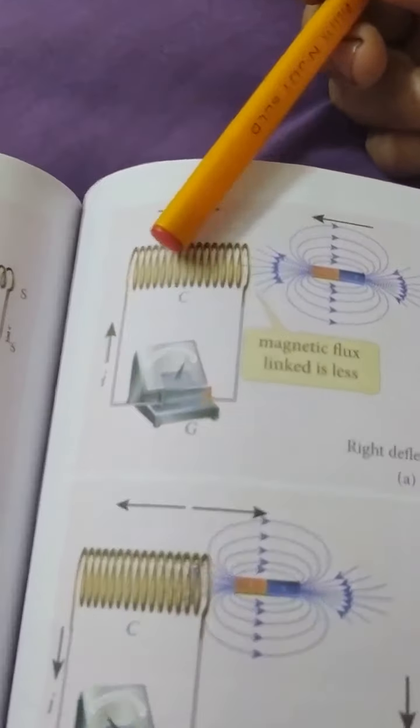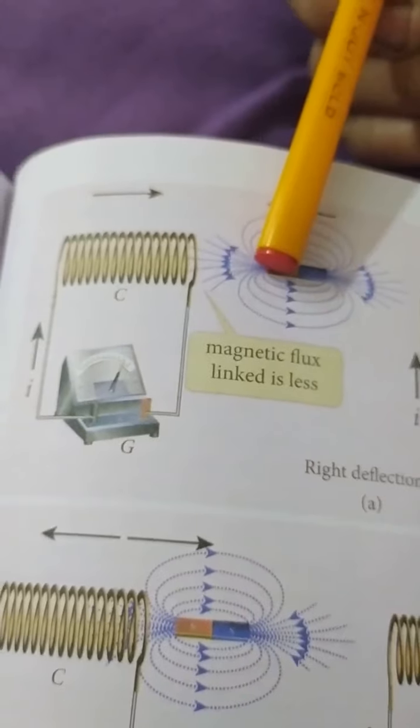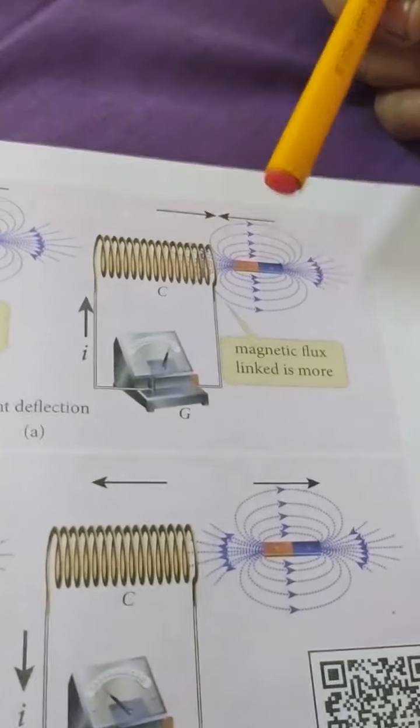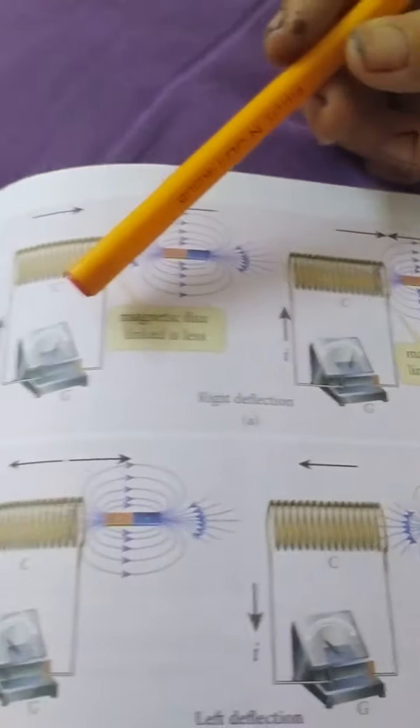So here when you see this diagram, this is the coil, and here there is a galvanometer, and here the magnet is moving towards the coil. So the magnetic flux linked is less here. When you see this diagram, the magnet is closer to the coil. Here the magnetic flux linked is more. So here the deflection is less, here the deflection is more.